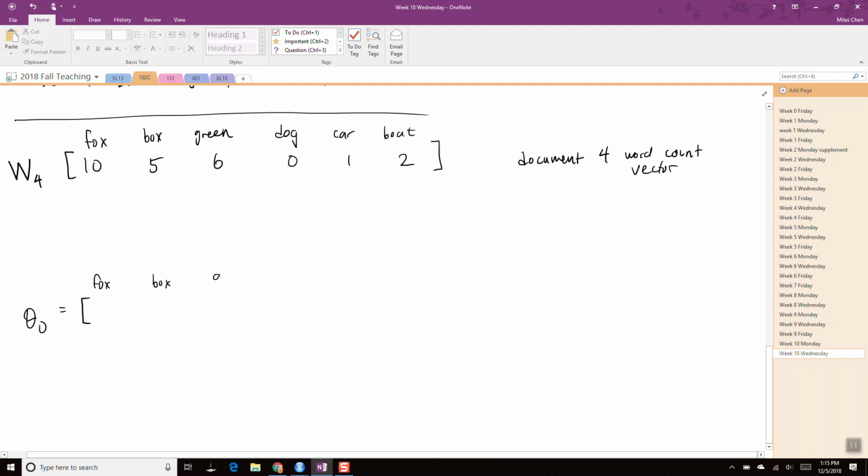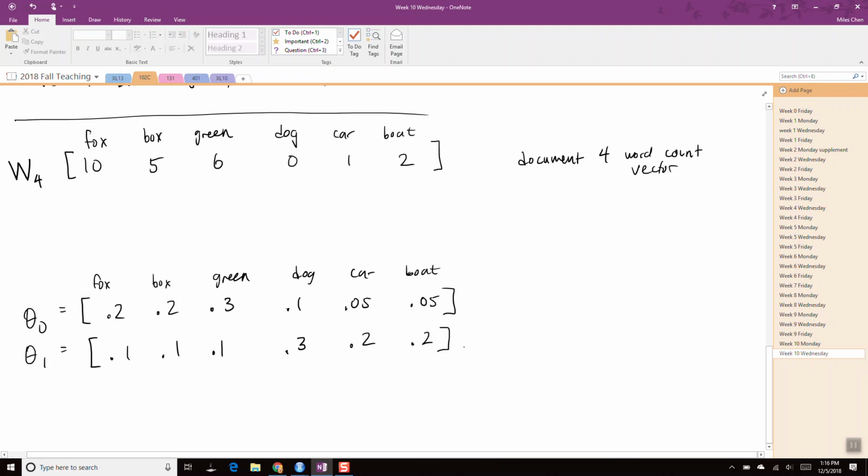Fox, box, green, dog, car, boat. These probabilities, I'm just making stuff up here. I've got 0.2, 0.2, 0.3, 0.1, 0.05, 0.05 versus theta 1. Maybe this, we're at 0.1, 0.1, 0.1, 0.3, 0.2, 0.2, or something like that.